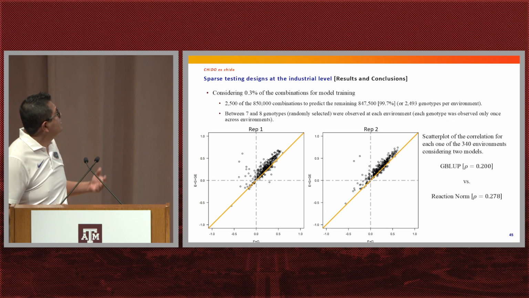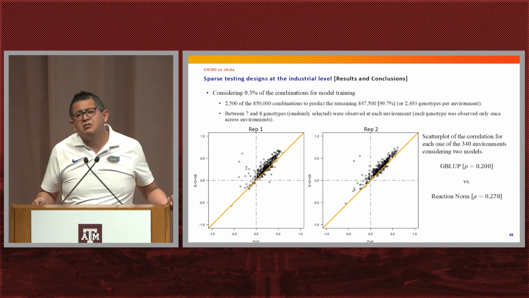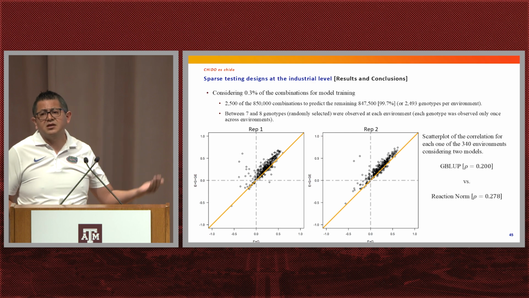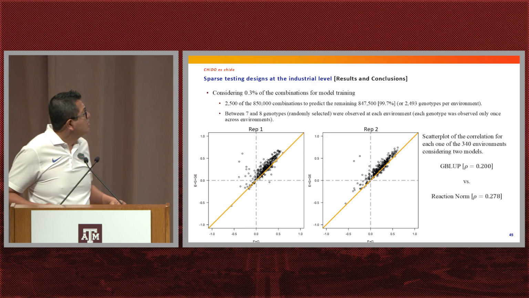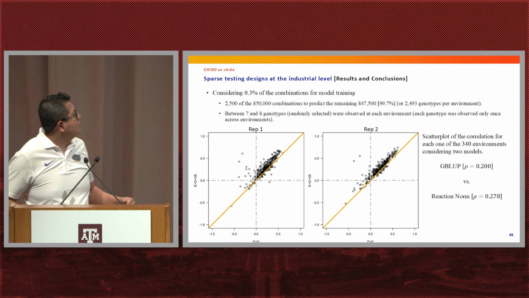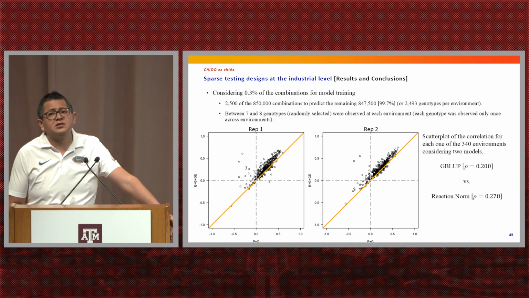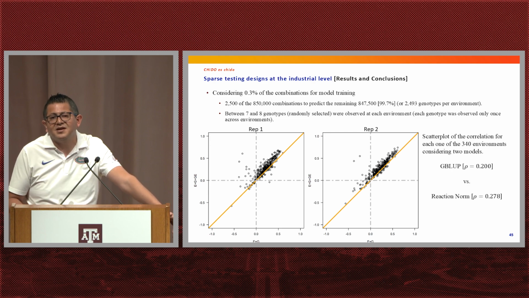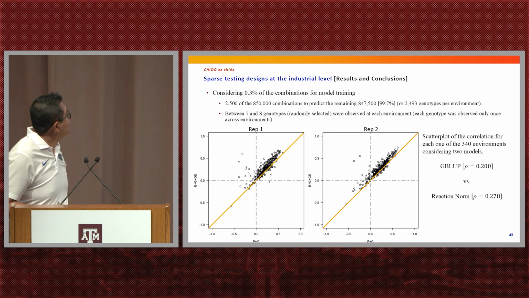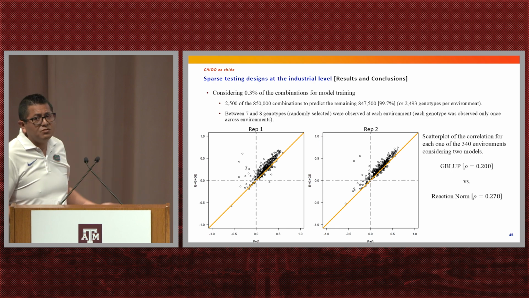And finally, using 0.3%, only 2,500 genotypes, as expected, results drop. So we have G-block returning 0.2 versus 0.27. We knew that something like this would happen. It's just 0.3% to predict the remaining 99.7%. Anyway, the reaction norm model was still better.